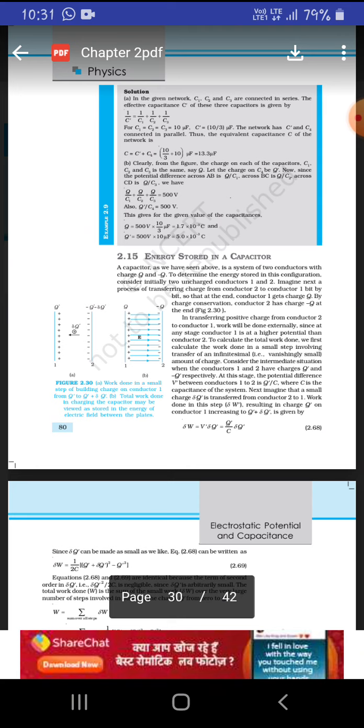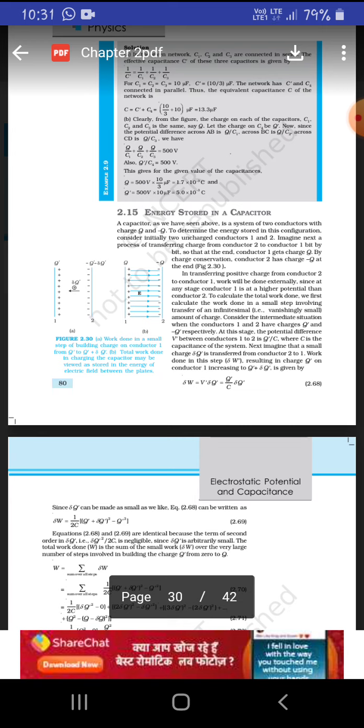There are two conductors with the charges q and minus q. Let us determine the energy stored in this configuration. Two uncharged conductors, 1 and 2, are taken, and charge is transferred from conductor 2 to conductor 1 bit by bit, so that at the end conductor 1 gets charged with q and conductor 2 gets charged with minus q.